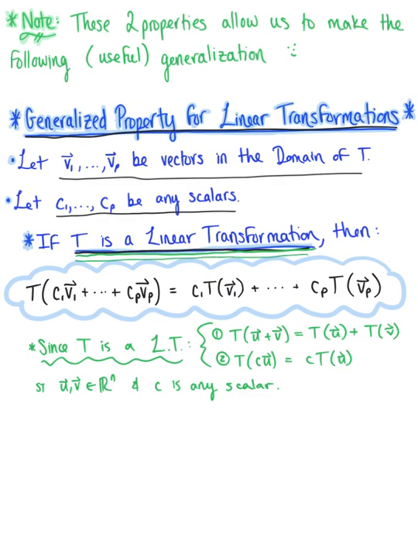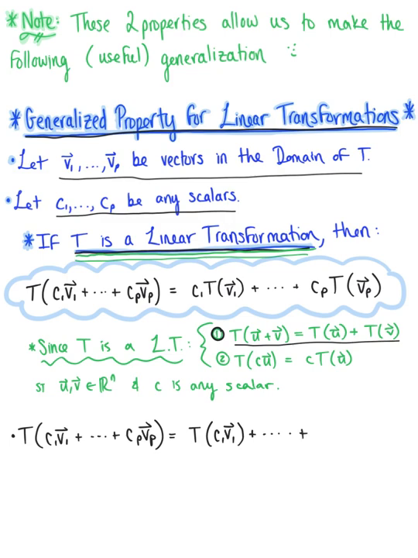So let's use this definition to verify this generalized property. We have the image of this linear combination of vector v sub 1 all the way through v sub p. Now, since T is a linear transformation, we know that it preserves the operation of vector addition. So we can rewrite this as the sum of all the images. So we have the image of the scalar multiple c sub 1 times vector v sub 1, plus all the other images, all the way up to the image of the scalar multiple c sub p times vector v sub p.